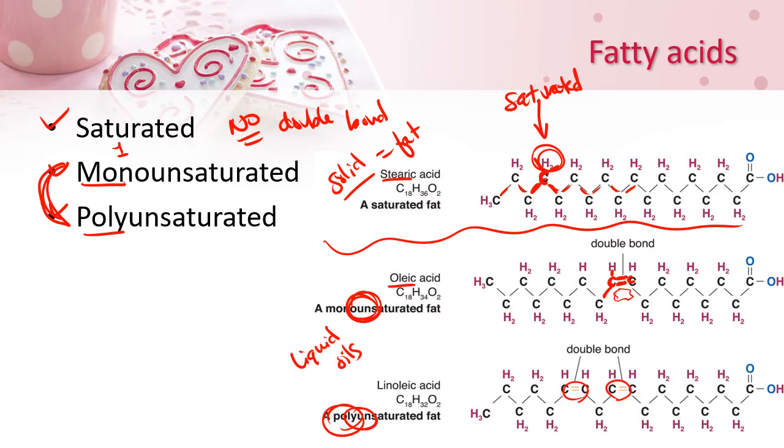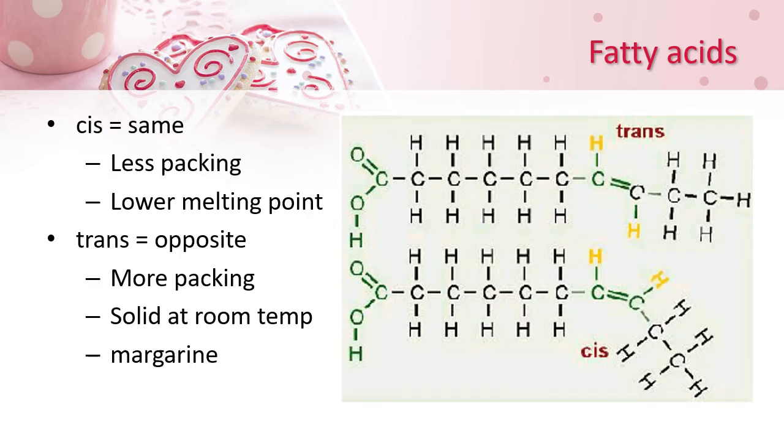So just beware. Saturated versus unsaturated fatty acids do have some different health risks involved in their consumption. Unsaturated is definitely better for us. But not all unsaturated fatty acids are made the same. So we have two different kinds of fatty acids that are unsaturated. There's cis and there's trans. Cis means same and trans is opposite.